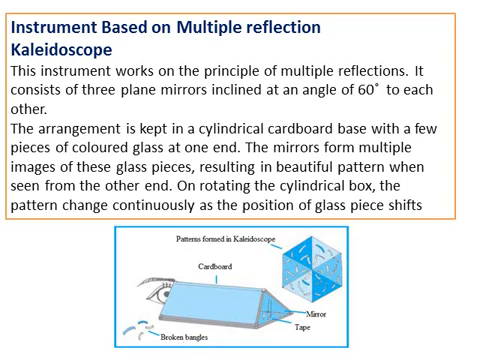It consists of 3 plane mirrors inclined at an angle of 60 degrees to each other. The arrangement is kept in a cylindrical cardboard base with a few pieces of colored glass at one end. The mirrors form multiple images of these glass pieces, resulting in beautiful patterns when seen from the outside end. On rotating the cylindrical box, the pattern changes continuously as the position of the glass pieces shifts.